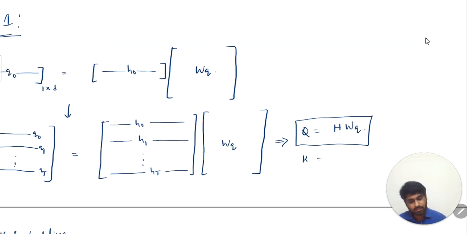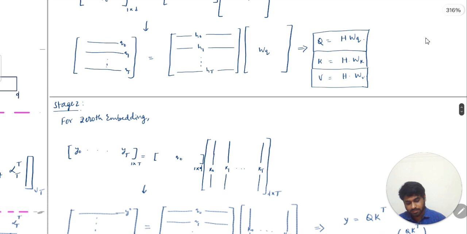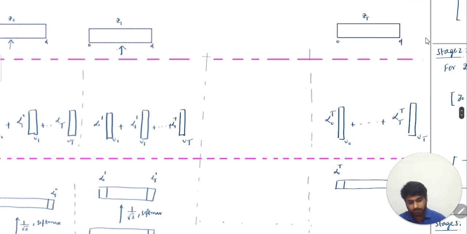Similarly, we can calculate K, a key matrix, which is also a matrix multiplication of the same primitive input embedding with WK, and the value vector is also calculated similarly. Okay, this is stage 1. In stage 2, we calculate the weights.